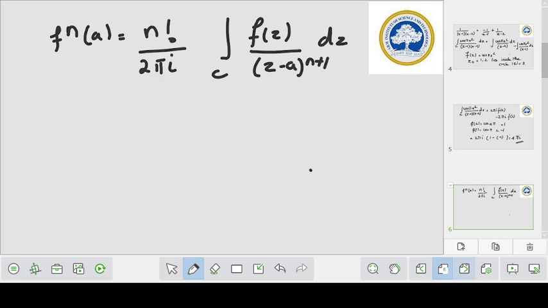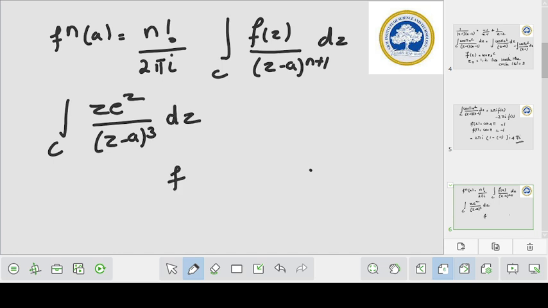So now let us see one example in this type. Evaluate the line integral over C of z e power z by (z minus a) the whole cube dz. So here you have your f of z as z e power z, and you have that n plus 1 equal to 3, therefore n equal to 2.